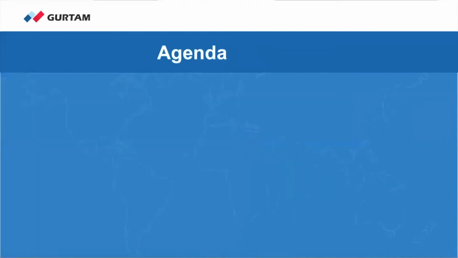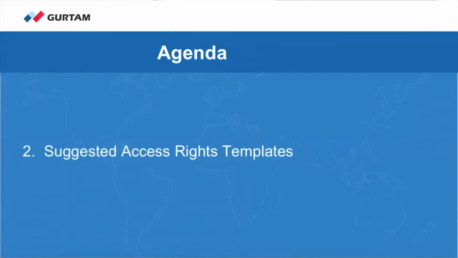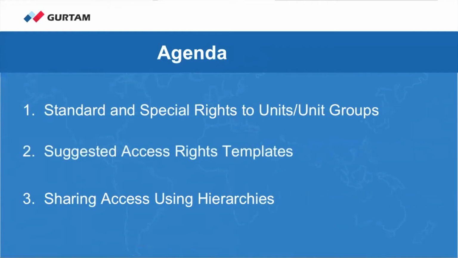So now let's look at our agenda for today and see what we'll be talking about. We have three topics to cover. First one is about the difference between standard and special rights to units and unit groups. Second one, we'll be talking about suggested access right templates. And finally, we'll talk about sharing access using hierarchy of the users. And again, we're talking about sharing access to unit and unit groups.